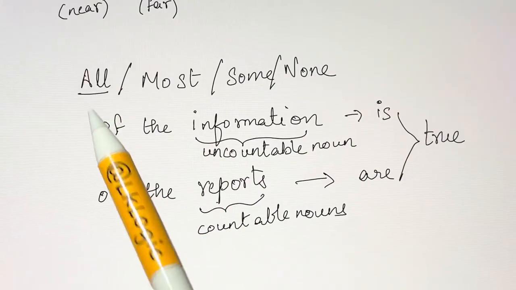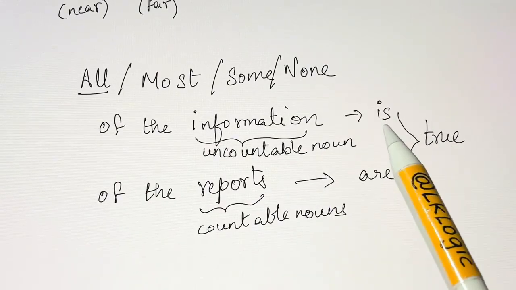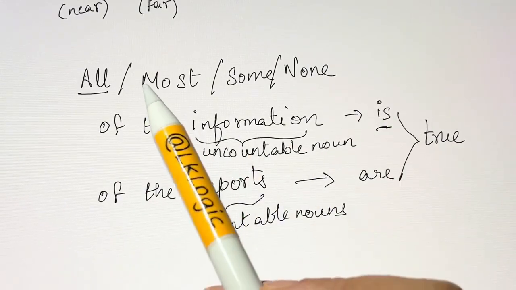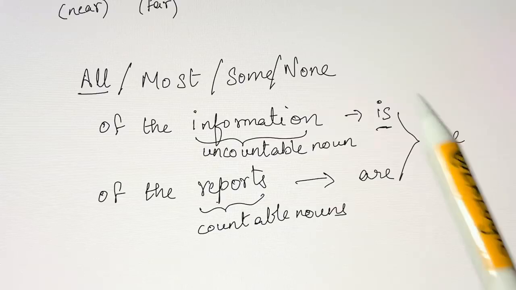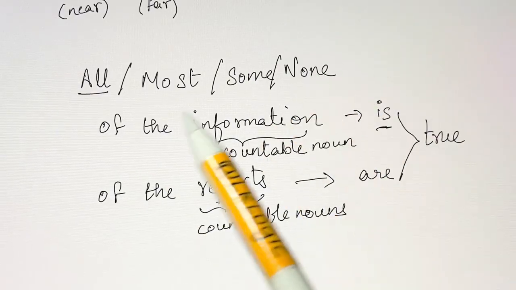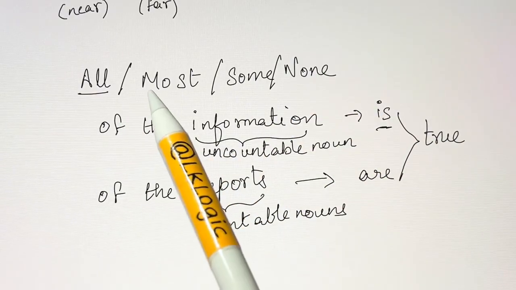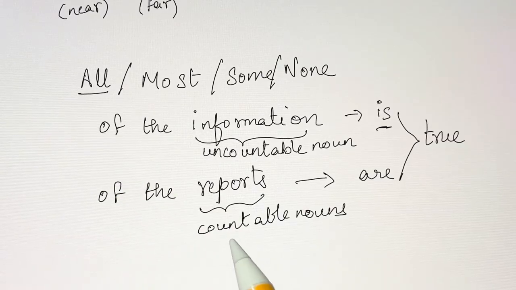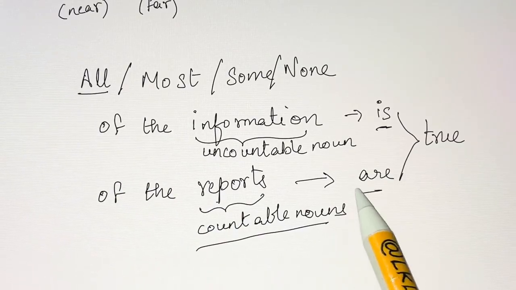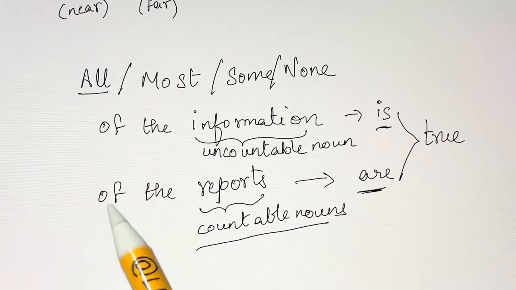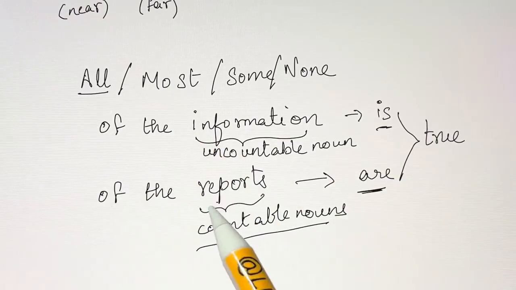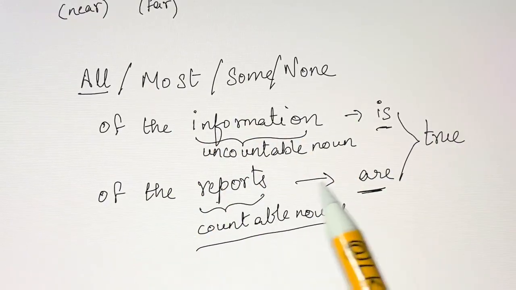So if they say all of the information is true, use is. Most of the information is true. Some of the information is true. None of the information is true. If you use reports like countable nouns, you use are, the plural verb. All of the reports are true. Most of the reports are true. Some of the reports are true.